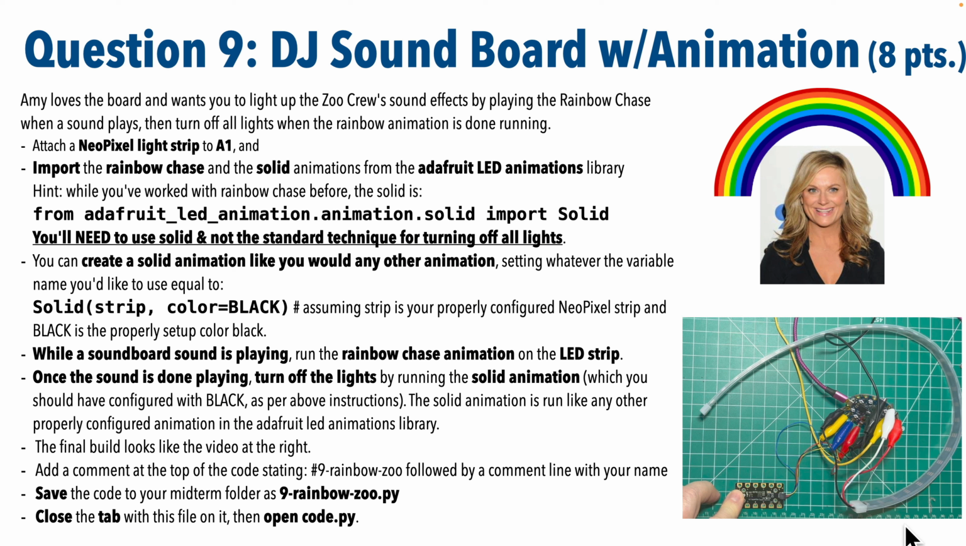So what this will do is that you'll see it will animate as a rainbow while the sound plays. So again, when we had the pass value inside of our play sound, instead we're going to make sure that we run the animation in here, and then once we're done, we're going to animate with the solid animation that's going to turn everything black. So this is what things should look like.